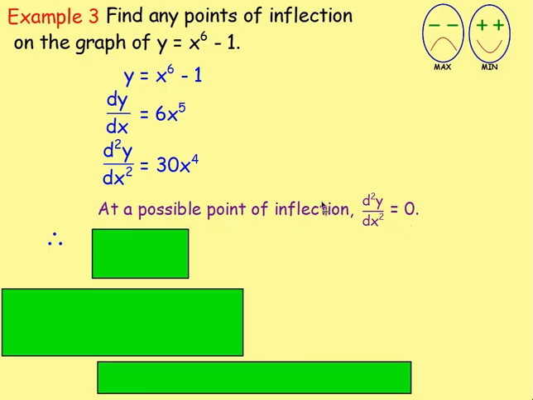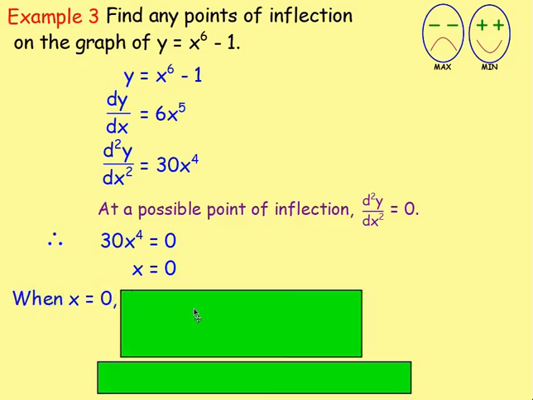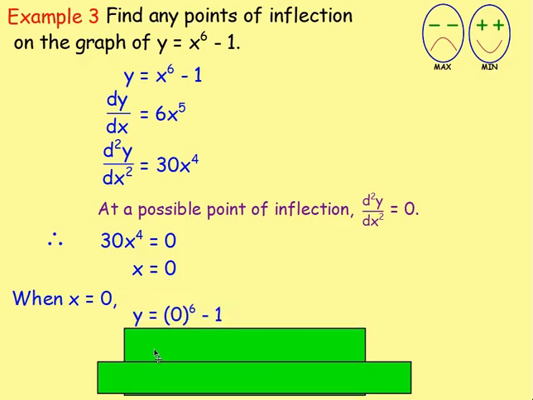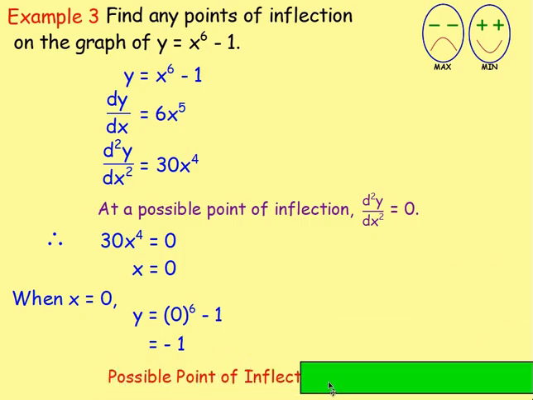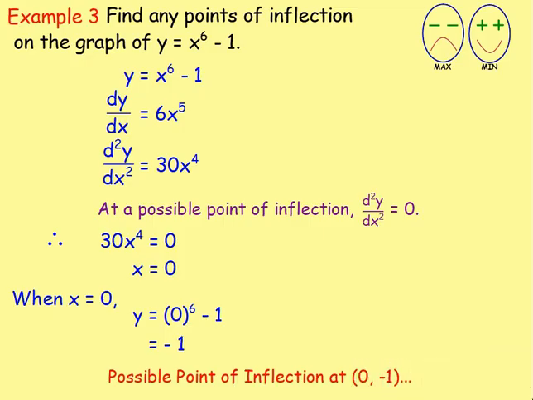At a possible point of inflection, that second derivative is equal to 0, so set that equal to 0. You can easily work out that x must be equal to 0: divide both sides by 30, take the fourth root. X is going to be 0. When x equals 0, let's work out the y value as well. Sub 0 in place of x. So y would equal 0 to the power of 6, take away 1, which is obviously negative 1. Therefore, there is a possible point of inflection at 0, negative 1. So now we need to test that.